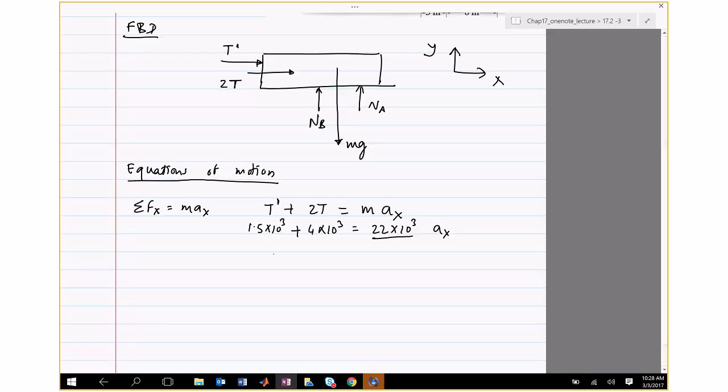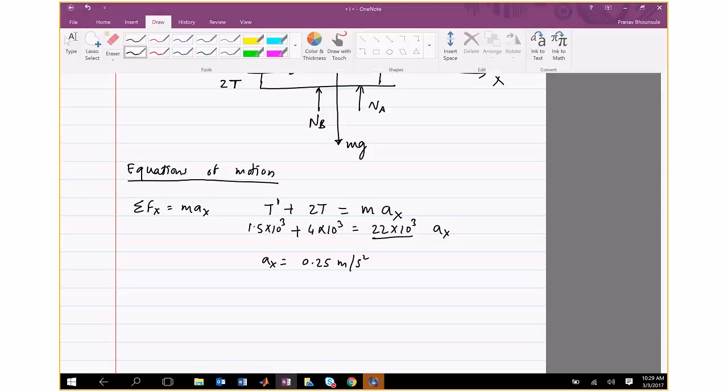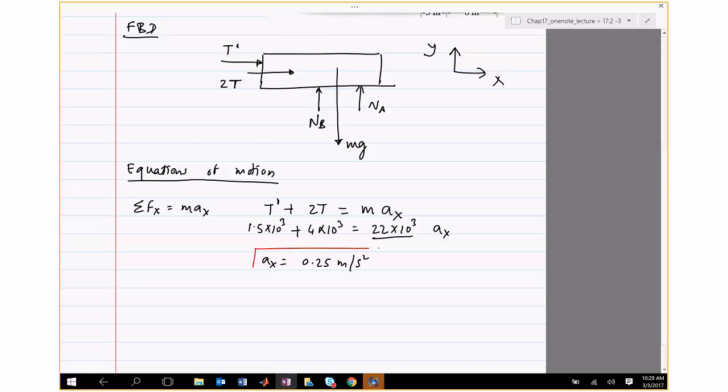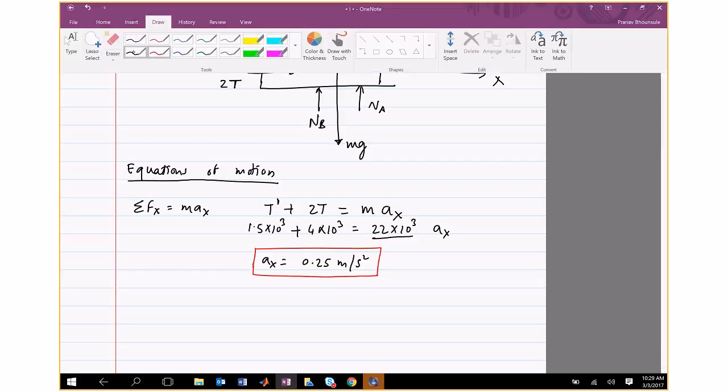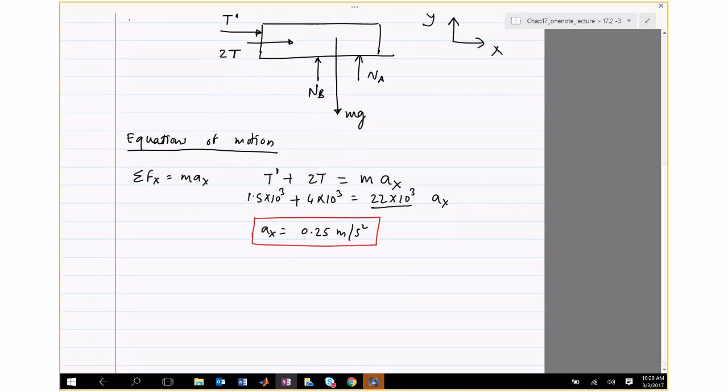So solving for ax, we get 0.25 meters per second squared. Okay, so that was easy. We still have to solve for NA and NB. So obviously we do equilibrium in the y direction.